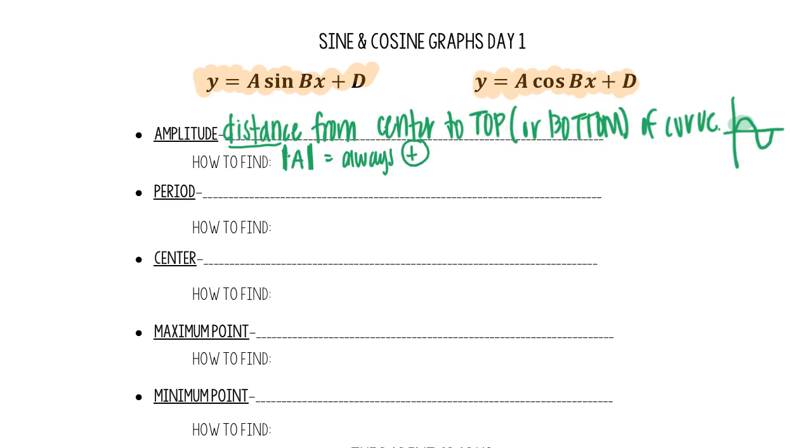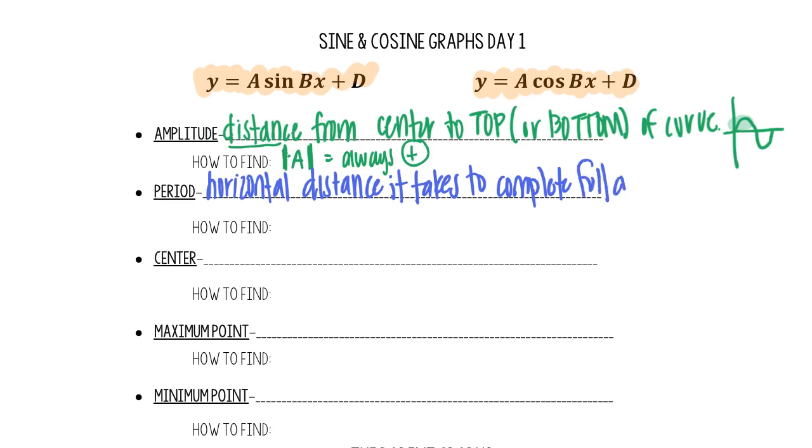The next vocabulary word we're going to look at is period. The period is the horizontal distance it takes to complete a full cycle. So how long does it take to complete the full sine or cosine curve? For example, with your basic cosine curve that we saw yesterday, it took us 2 pi radians to complete the full cosine curve. Same with a full sine curve. It took us 2 pi radians to go from start to finish to see that entire sine shape occur.